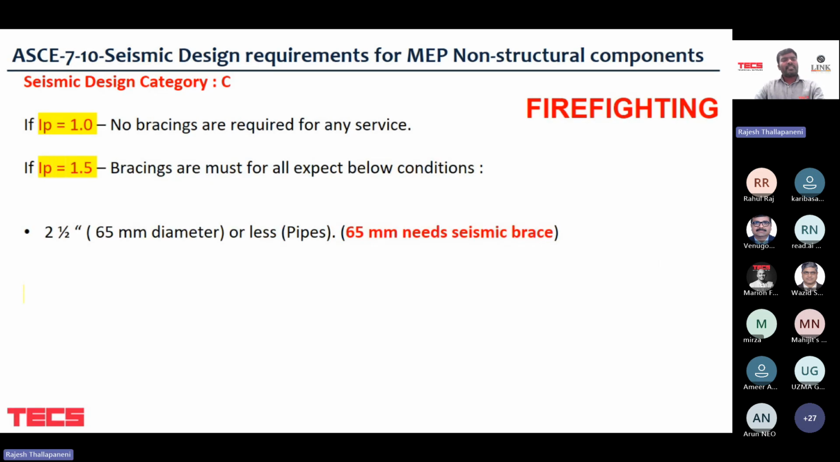So with that, we move on to firefighting. Firefighting has only one principle: any pipe that is 65 mm and above must have seismic bracing. This is the only principle that is applicable where we cannot avoid much of the seismic bracing.